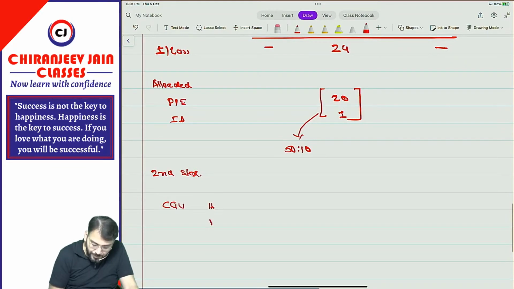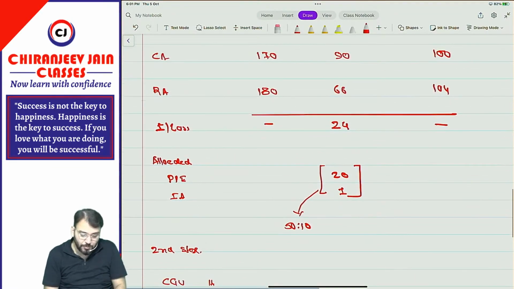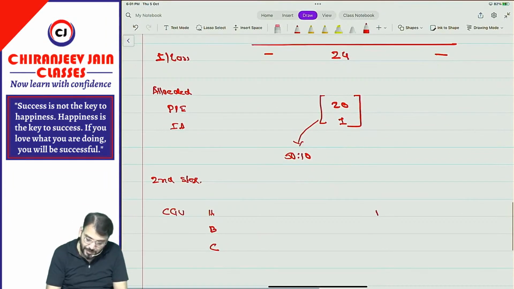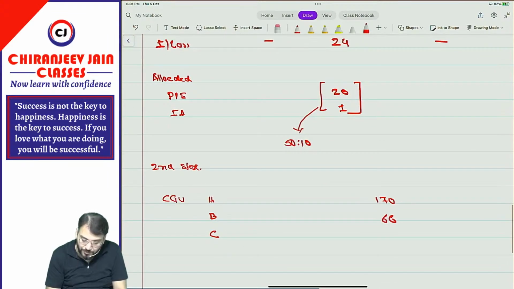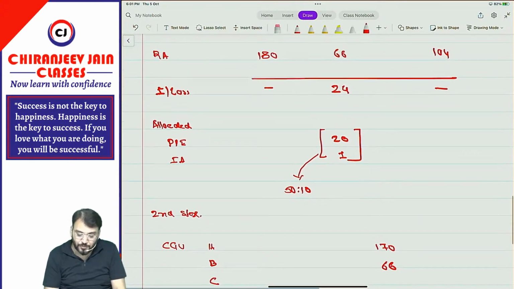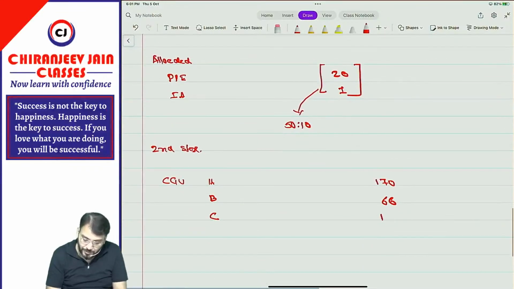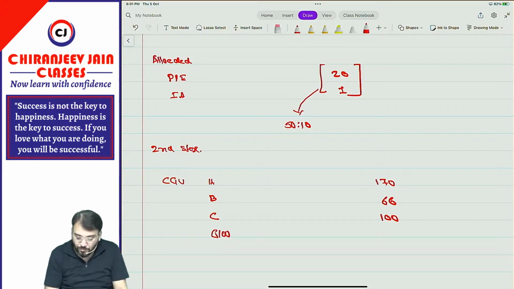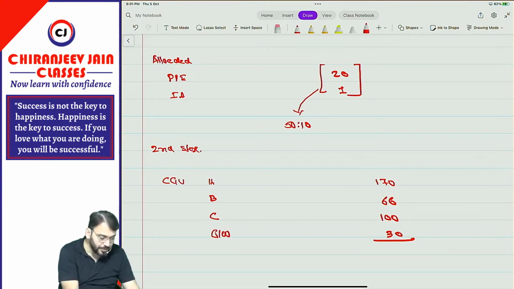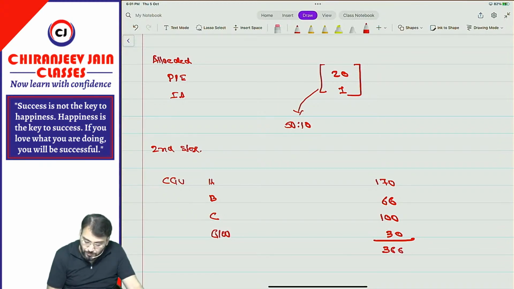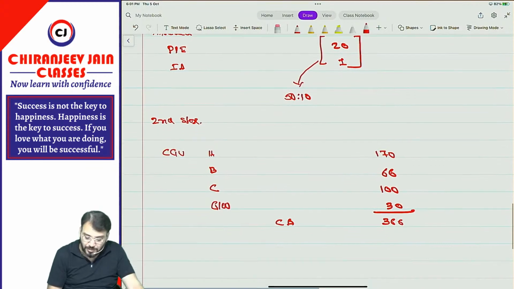CGU A, B, C. So CGU A is how much? It is 170 carrying amount. CGU B will be now 66 after impairment loss, and CGU C will be how much? 100. And how much goodwill? Goodwill we already calculated, 30. What is the total of this? 170 plus 66 plus 100 plus 30, that is 366. And this becomes the total carrying amount of the Kaplan Limited.